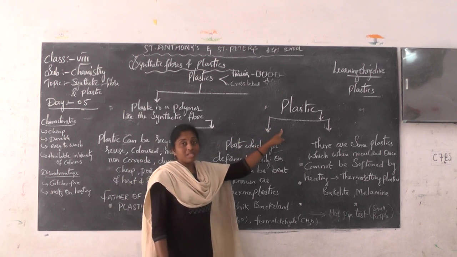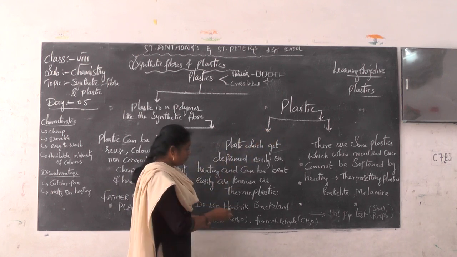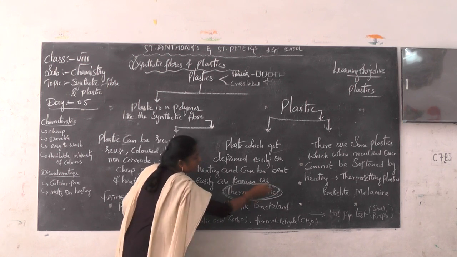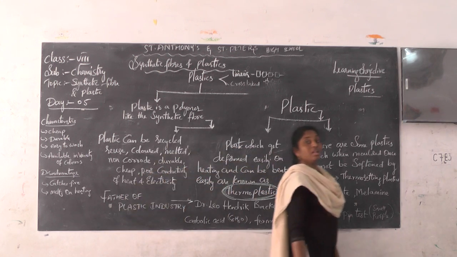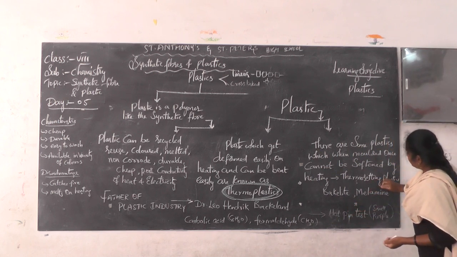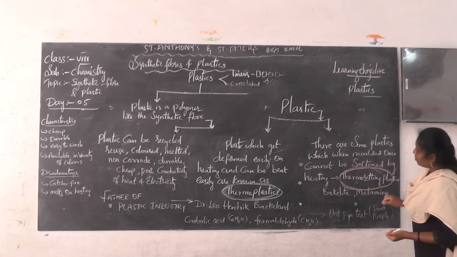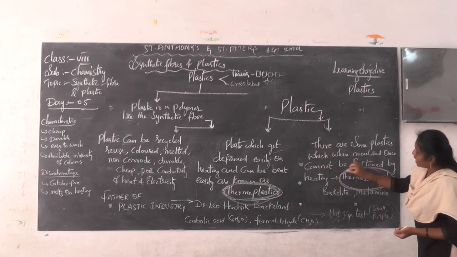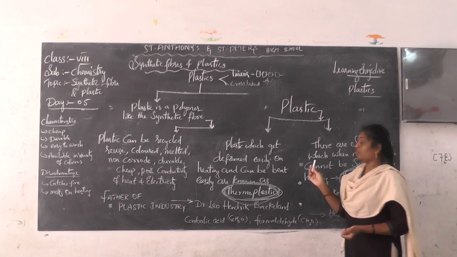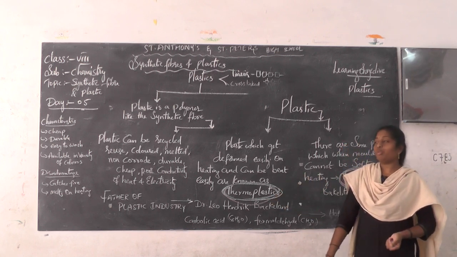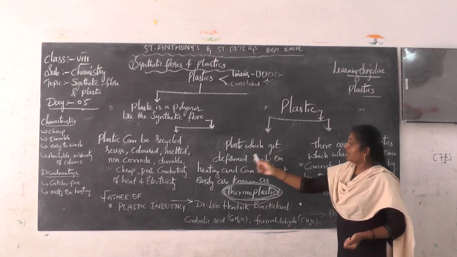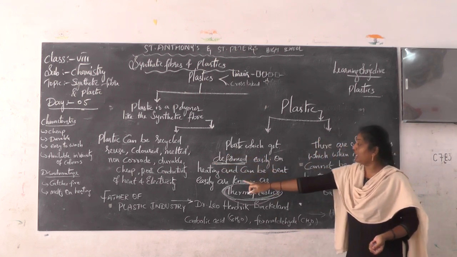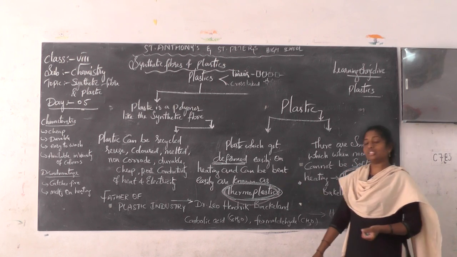So you can see plastics are of two types. One is thermoplastic and another one is thermosetting plastic. So we have two different types of plastics. What is thermoplastic? Please remember: plastic which gets reformed easily on heating and can be burned easily is known as thermoplastic.